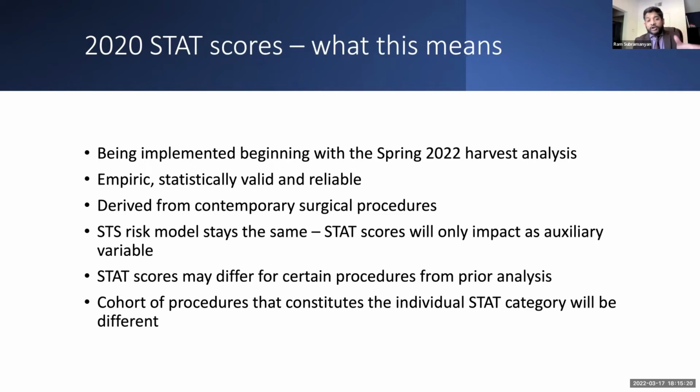Lastly, the cohort of procedures that constitutes the individual STAT category is going to be different between your fall 2021 harvest analysis and your spring 2022 harvest analysis. So you can't have a direct comparison saying, oh, my STAT 4 mortality was this last year, it is this year, because the cohort of procedures that makes up the STAT category is going to be different.